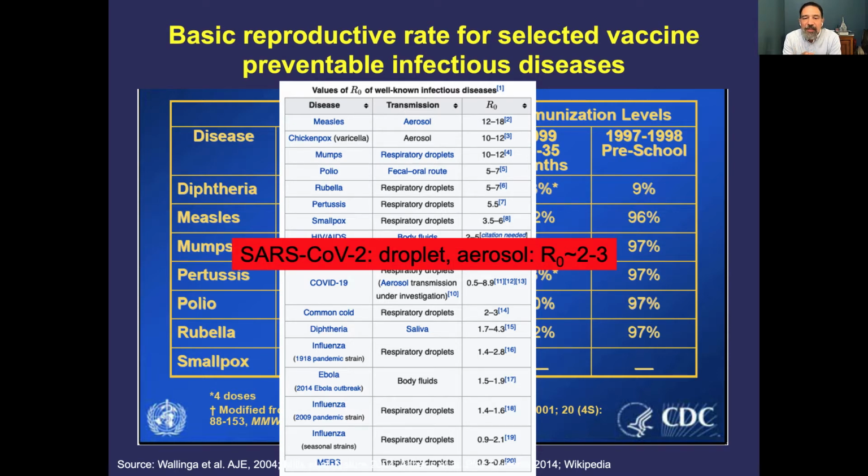So the estimates for R naught tend to come from outbreak investigations soon after the emergence of an infection, like the investigations of the first 400 cases of SARS-CoV-2 in Wuhan, China, that we covered last week. And you may remember they found an R naught of 2.2.